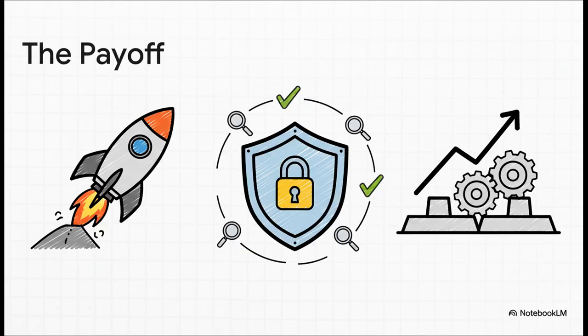And when you do this, the payoff is absolutely transformative. First, developer velocity goes through the roof. They can ship features way faster. Second, your security gets dramatically better because it's just built in from the start. And third, everything becomes more reliable because automation gets rid of all those little human errors that cause outages.